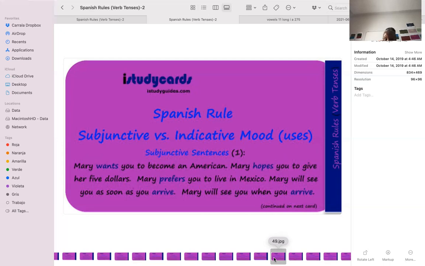Mary will see you as soon as you arrive, but you're not here yet. So that arrive would be, in Spanish, the subjunctive. So Mary will see you as soon as John arrive. Because if I put it in the he, she, and it, it's clear that it's a subjunctive, but to a lot of people, it will look wrong. Mary will see you when John arrive.